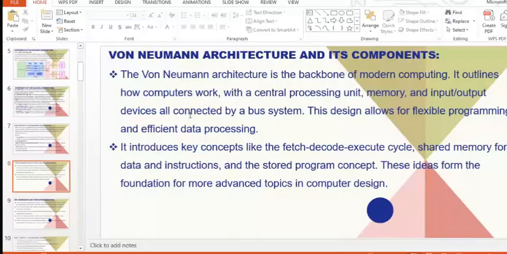The keyword you need to understand is that the von Neumann architecture is the backbone of modern computing. Given the computer systems, you're able to handle the central processing unit, both the main and the secondary memory, and your input devices connected to the system bus. This allows flexible programming and efficient data processing. You are able to sequentially handle the fetching, decoding, and execution of your data and instructions shared within the memory. That's the ideal aspect about the von Neumann architecture.